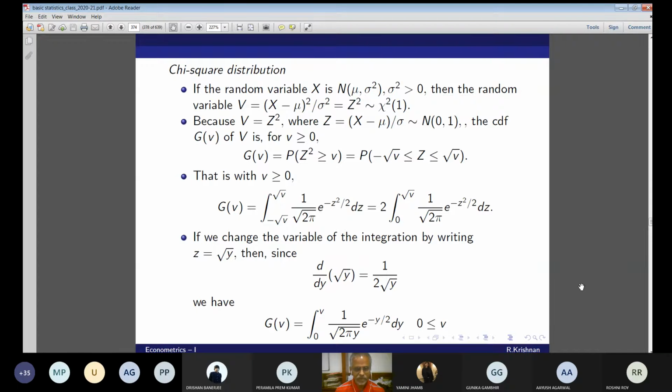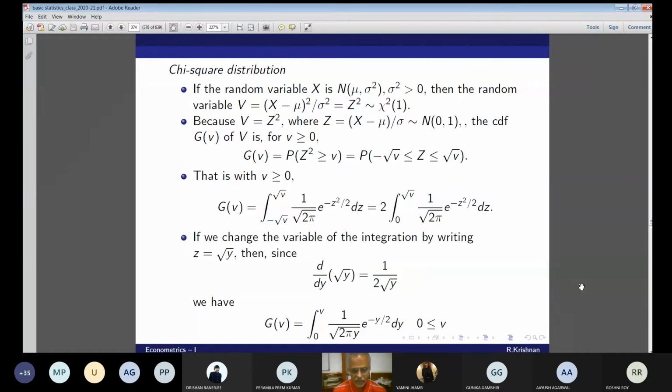Yes, sir, that must be changed. So why is that? For v greater than or equal to 0, then G(v) can be written this way. So what is the 2 for? It's symmetric around the mean, so we take 2. So that's a 2. So the integral is 2 times the integral from 0 to root v of 1 by root 2 pi e to the minus z squared by 2.